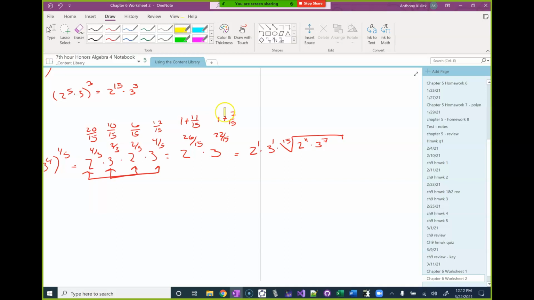So again, what I'm getting here is 2 to the 1st, and then 2 to the 11th and the 15th root, my 3 to the 1st, and then my 3 to the 7th and the 15th root. And if you wanted to multiply those together and get some crazy monster number, you could do that. I would not.